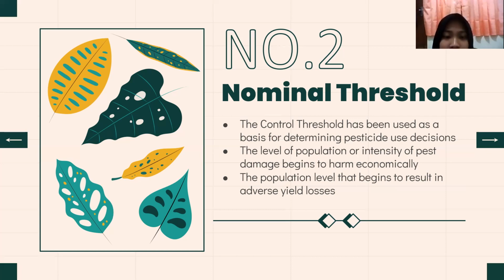Third, the population level that begins to result in adverse yield losses is then used as the control threshold.